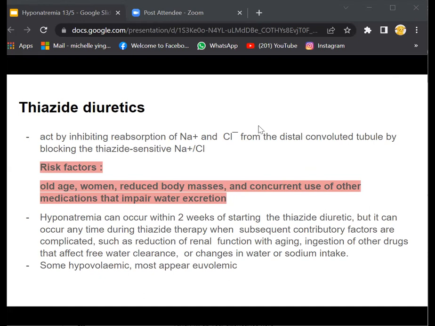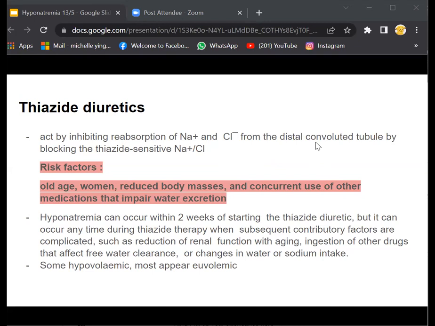The patients at risk of developing hyponatremia include old age, women with reduced body mass, and concurrent use of other medications that impair water excretion. Hyponatremia can occur within 2 weeks of starting the diuretic, but it can occur at any time during thiazide therapy when subsequent contributory factors complicate, such as reduction of renal function with aging, ingestion of other drugs that affect free water clearance, or changes in water or sodium intake.